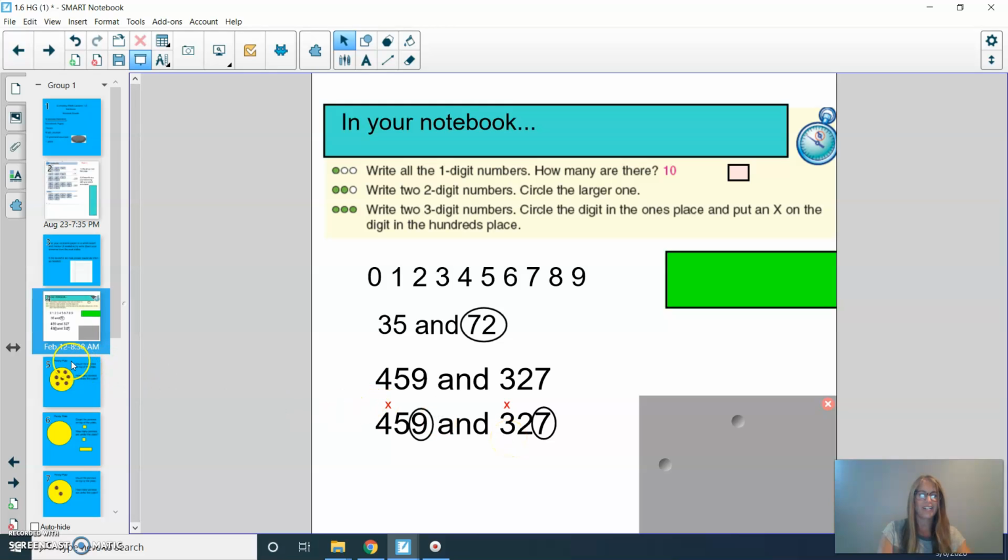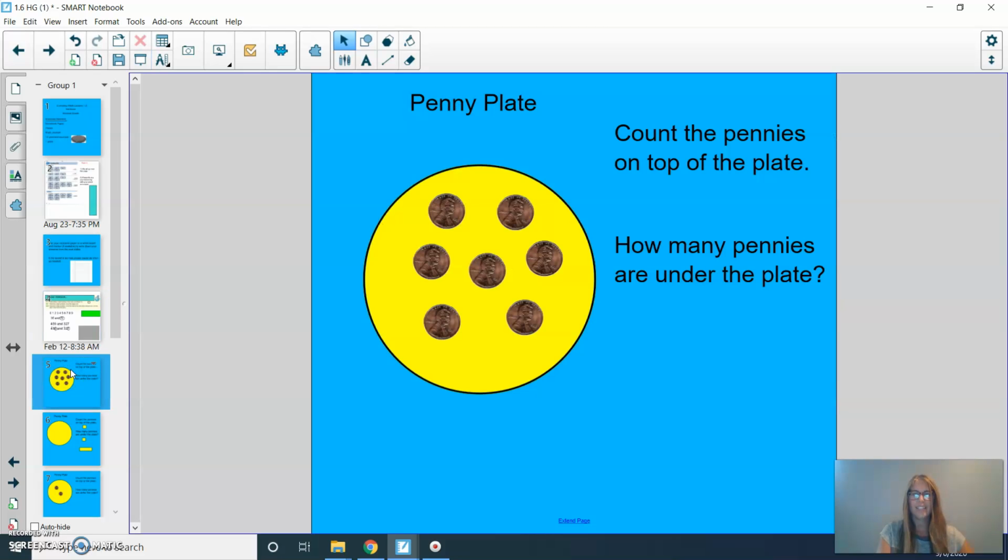All right, second graders. The next thing that you'll need is your pennies and your plate. If you don't have those right now, you can watch me, and then after the video, you could get those materials. So what I would like you to do is count the pennies on top of the plate. So how many pennies do you see? Maybe say that number out loud.